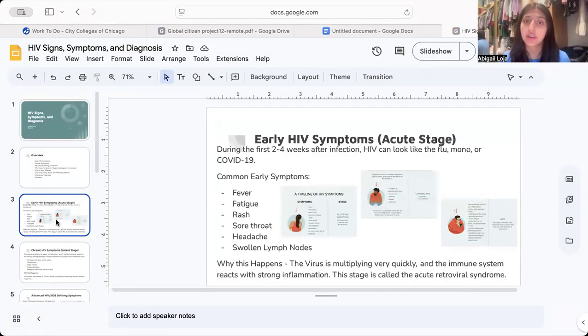Okay, early HIV symptoms. This is called the acute stage. During the first 2 to 4 weeks after infection, HIV can look like the flu, mono, or COVID-19. Common early symptoms consist of fever, fatigue, rash, sore throat, headache, and swollen lymph nodes. Why does this happen? The virus is multiplying very quickly and the immune system reacts with strong inflammation. This stage is called the acute retroviral syndrome.